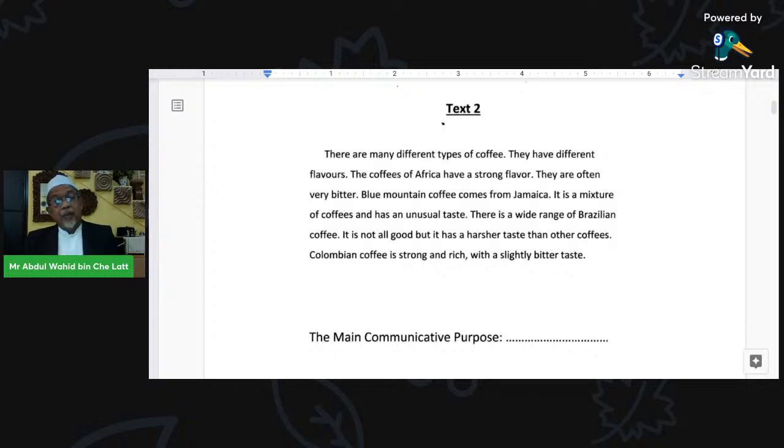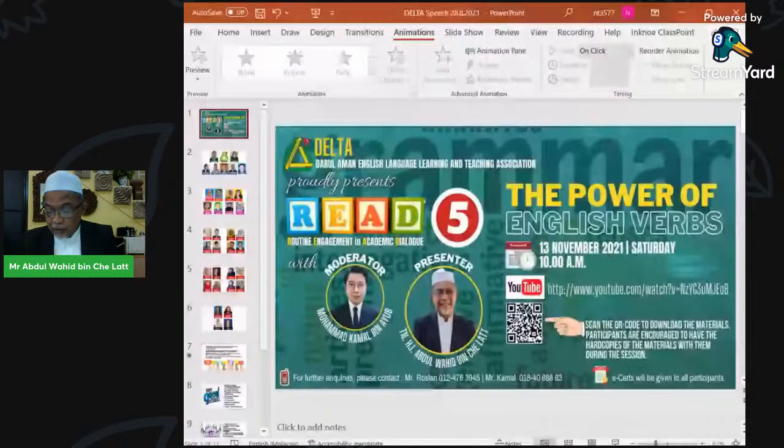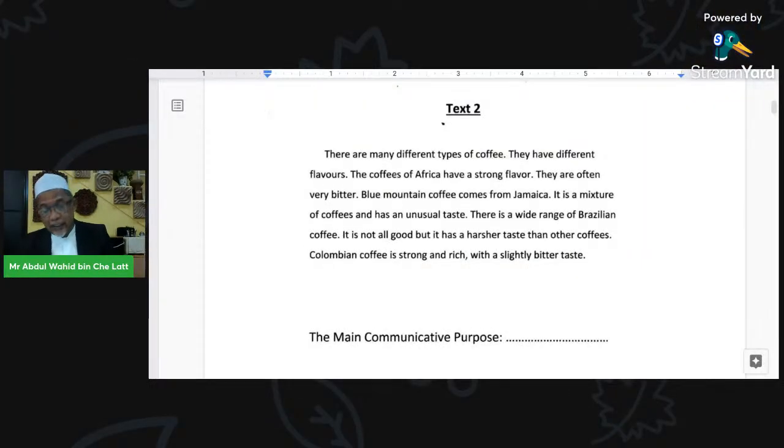There are many different types of coffee. They have different flavors. The coffees of Africa have a very strong flavor. They are often bitter, but Blue Mountain coffee comes from Jamaica. It is a mixture of coffees and has an unusual taste. There is a wide range of Brazilian coffee. It is not all good, but it has a harsher taste than other coffees. Colombian coffee is strong and rich, with a slightly bitter taste.